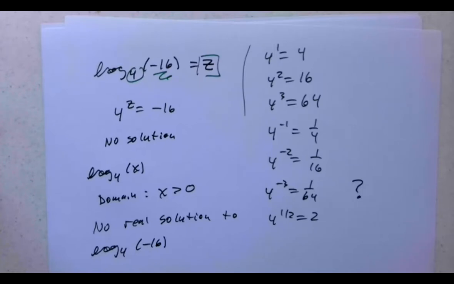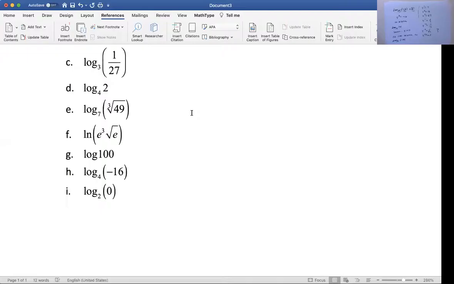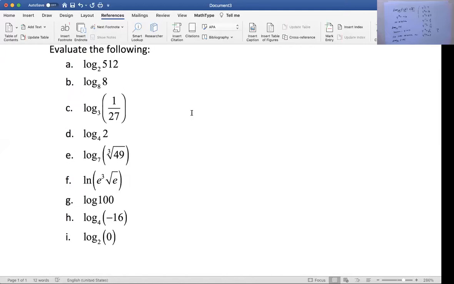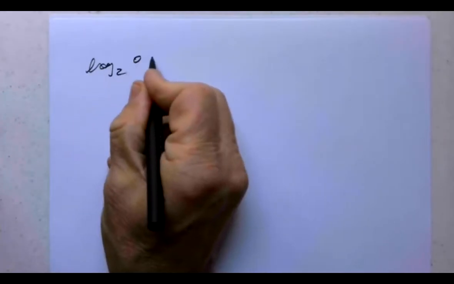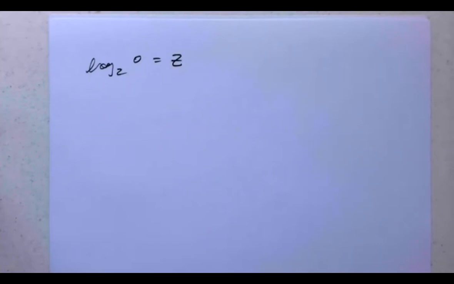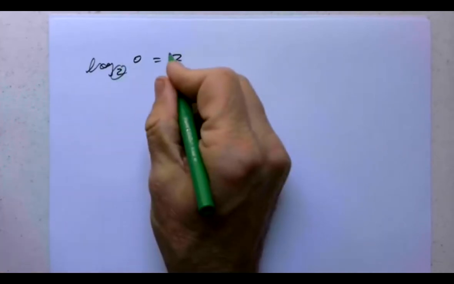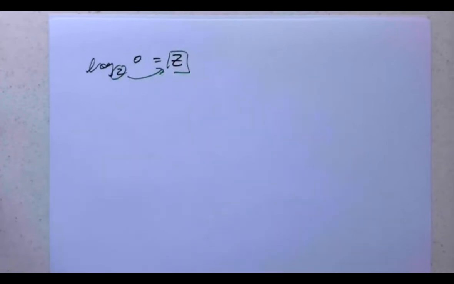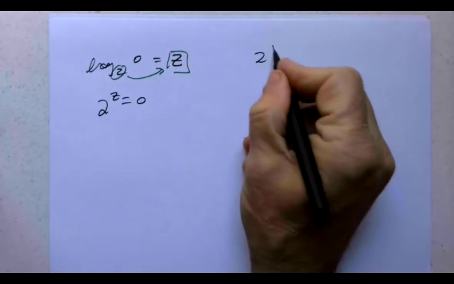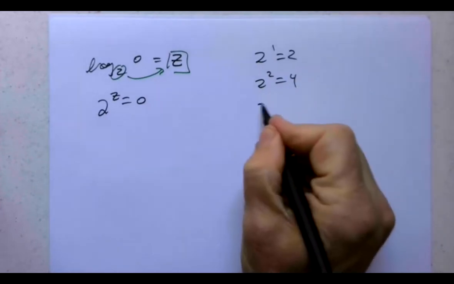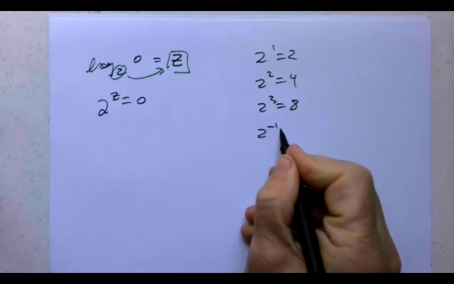And I believe I have one last question, which will be similar to that, which is log base 2 of 0. What is log base 2 of 0? Circle the base. 2 to the Z equals 0. 2 to the first is 2. 2 to the second is 4. 2 to the third is 8. I'm not seeing 0. 2 to the negative 1 is a half.